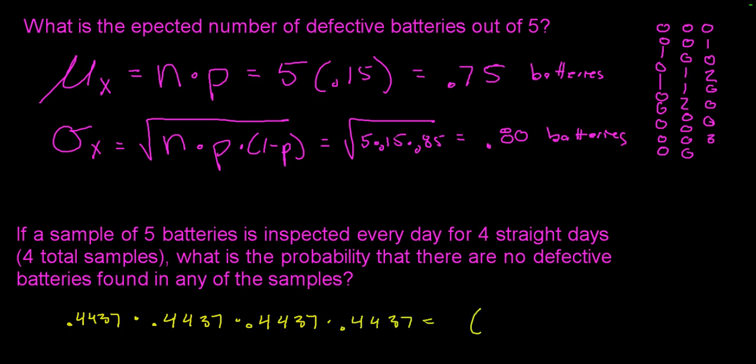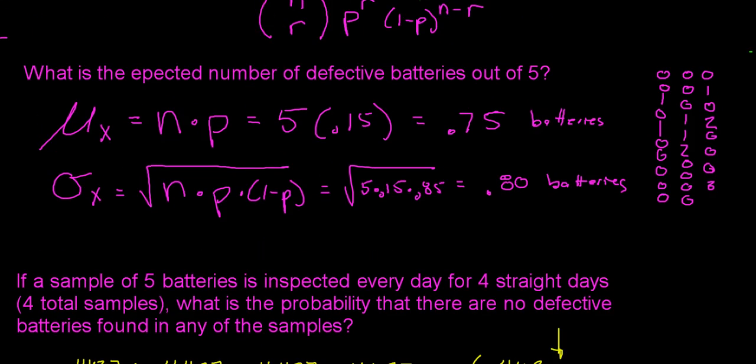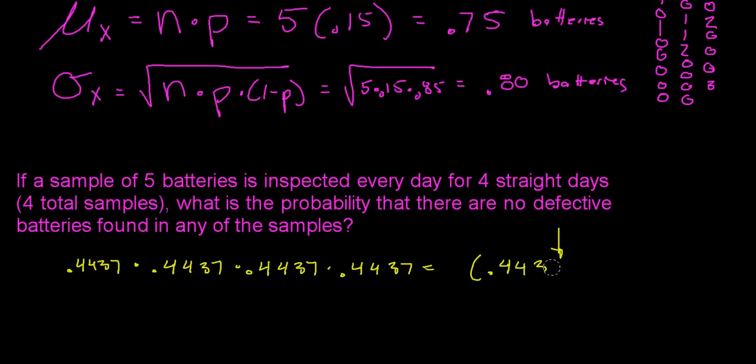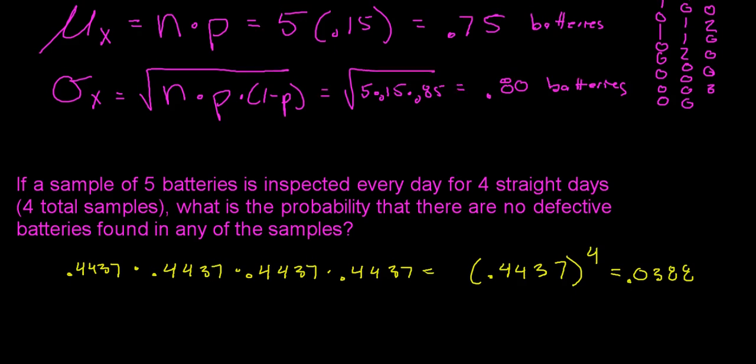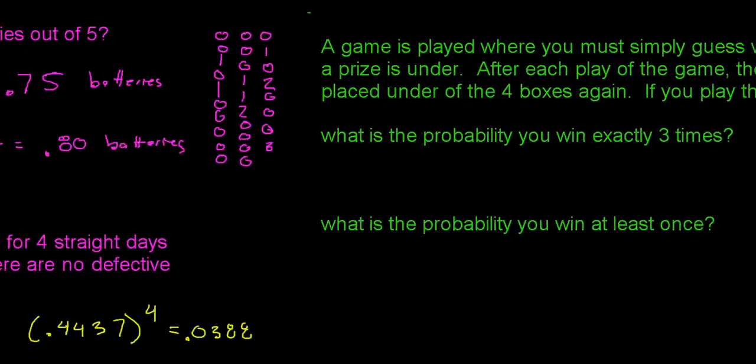So essentially, because these are independent events, I'm allowed to just multiply them as long as the probability stays the same, and that's the whole point of it being independent. So 0.4437 to the fourth would be the probability of me finding 0 defective batteries for 4 straight days. So 0.4437 raised to the fourth is 0.0388. So kind of a cool problem, pretty easy problem, but it incorporates the binomial model. So that's how I got the 0.4437, but it also incorporates the ideas that we learned back in probability. Okay. Let's take a look at another problem.